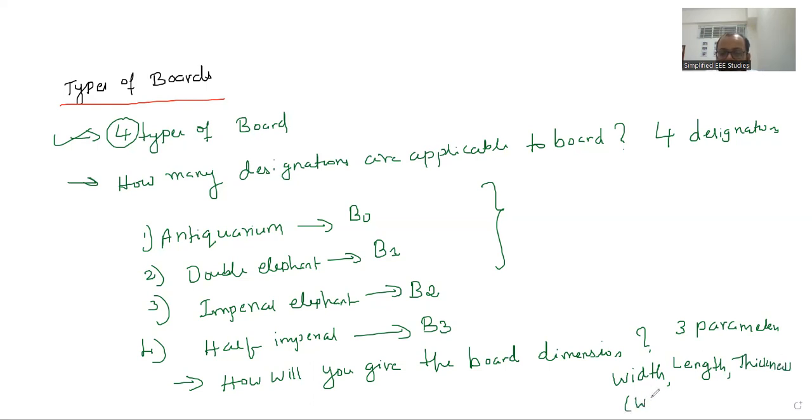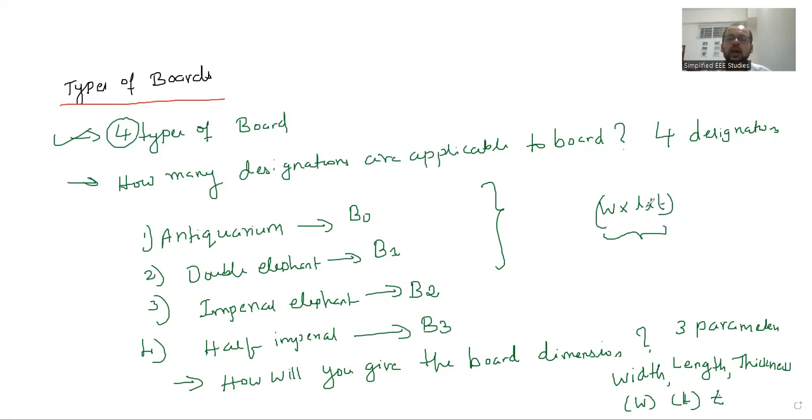Usually, W is the letter which indicates width, L is the notation which denotes length, and thickness we usually mention as T. Better to go for small letters, w, l, t. Usually w into l into t. Like that you can denote the dimension. Fine. This is another expected question.